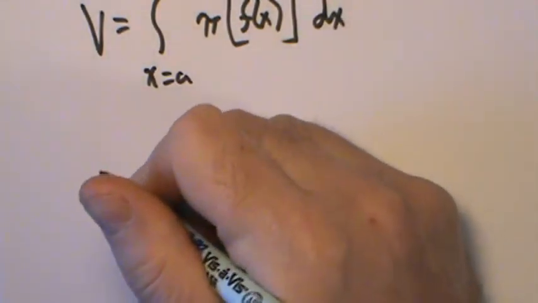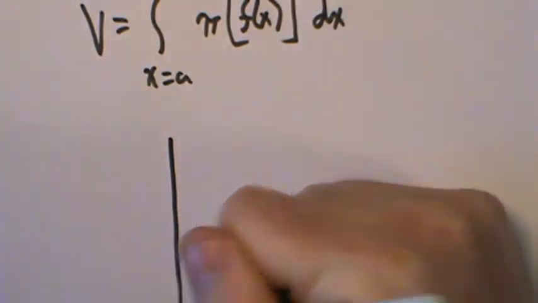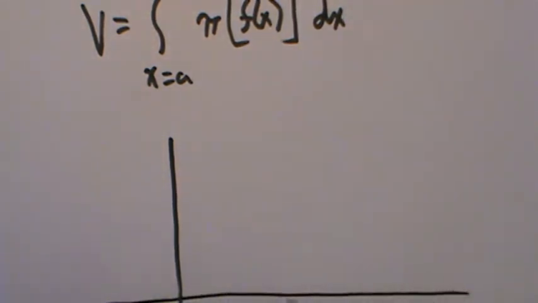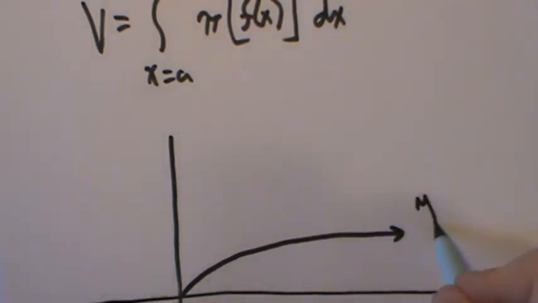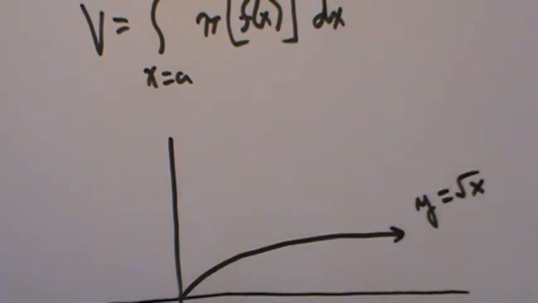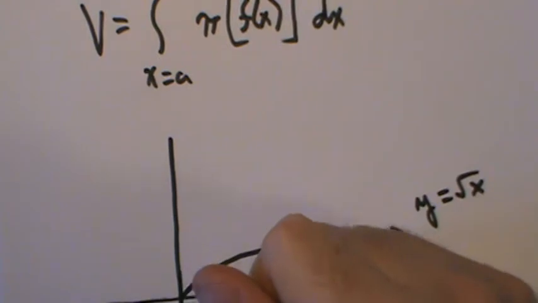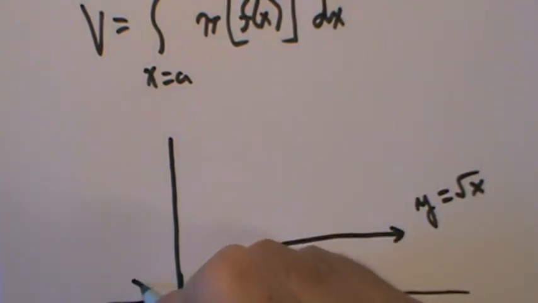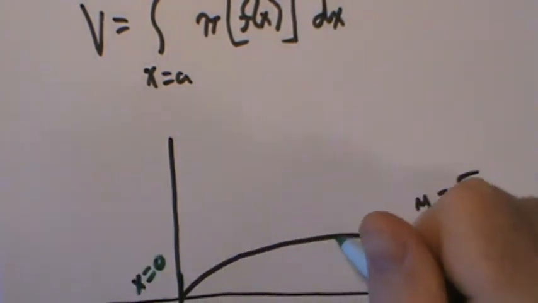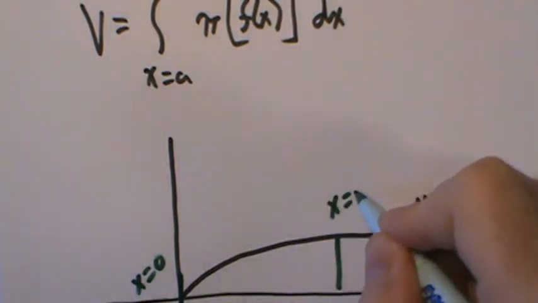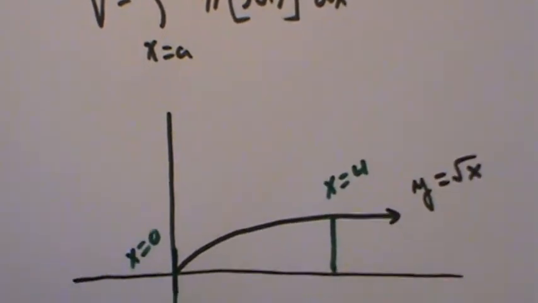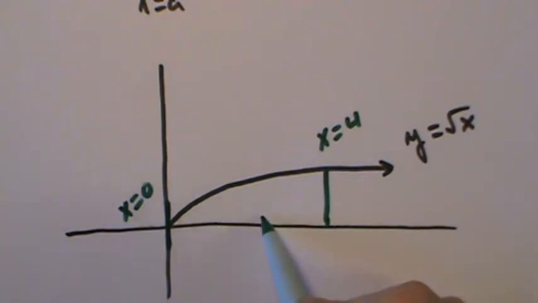So I want to find the volume. Maybe I have this radical that just looks like this. Real simple, y equals radical x. And I want to start here at x equals 0, and I want to stop at x equals 4. So I've got this region right here that I want to revolve about the x-axis.